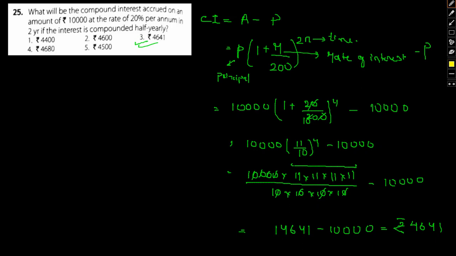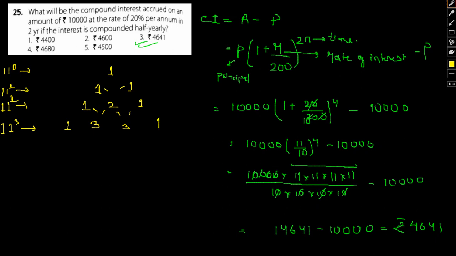So if we focus here, 11 to the power 0 would be 1. Okay, 11 to the power 1 is 11. Now 11 to the power 2, that is 11 square, will be, we'll add 1 over here, so we'll add this 1 and this 1, so 1 2 1. Similarly, 11 to the power 3, we'll add 1 here, 1 plus 2 is 3, 1 plus 2 is 3, and another 1 here.